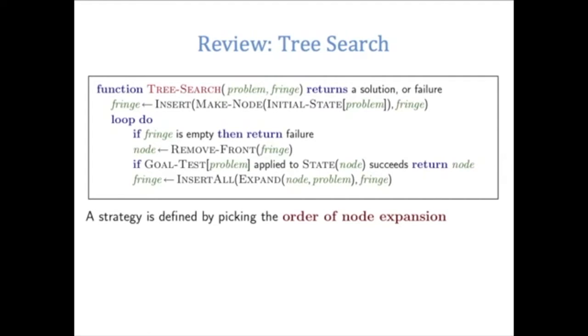And the way in which we pull nodes off the fringe, in other words, is it last in, first out? Is it first in, first out? That strategy is defined by picking the order of node expansion. In other words, last in, first out gives us depth first search. First in, first out gives us breadth first search.